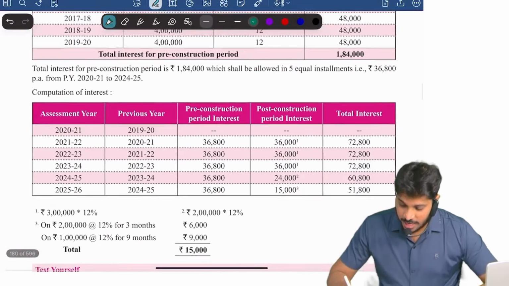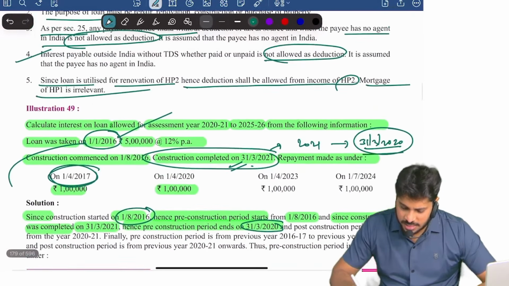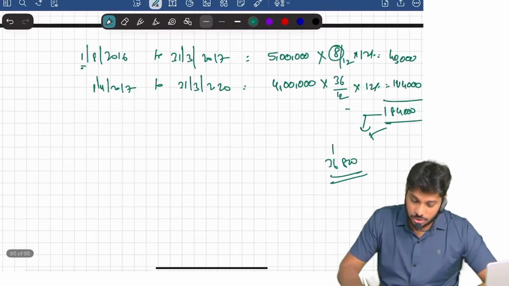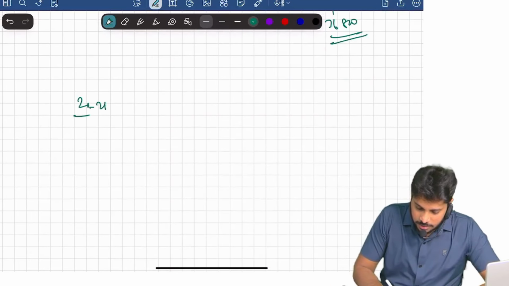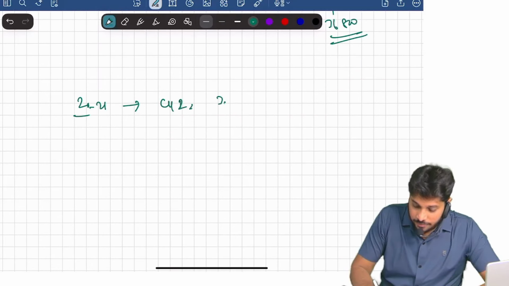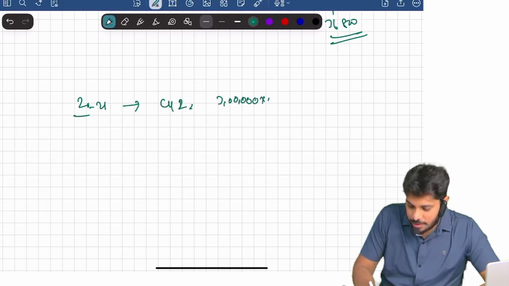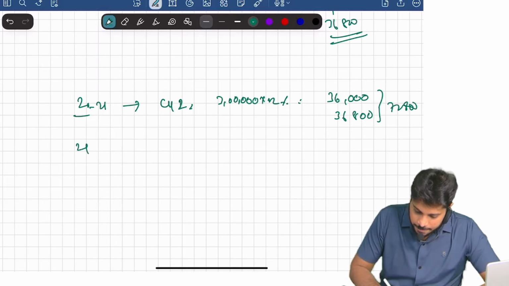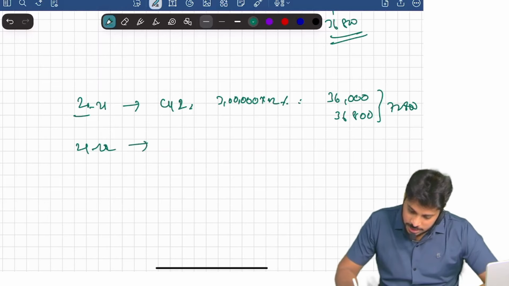And what is the current year interest? Because in 2021 another 1 lakh was repaid, current year interest will be on 3 lakh. 3 lakh multiplied by 12% is equal to 36,000 current year. PCPI will be 36,800. So total 72,800. Then 21-22: did he repay another loan?